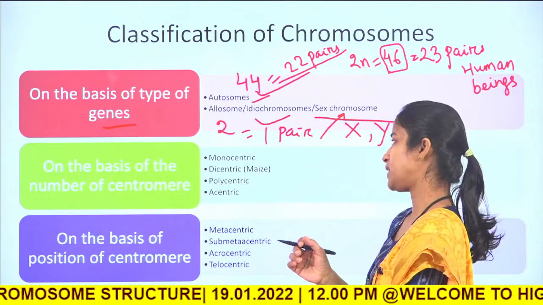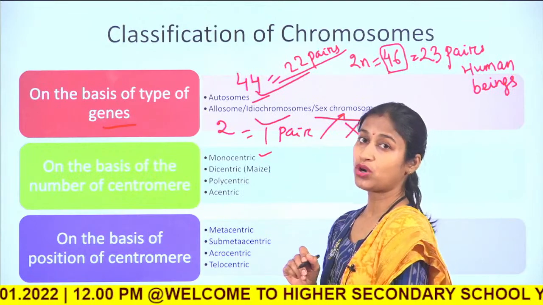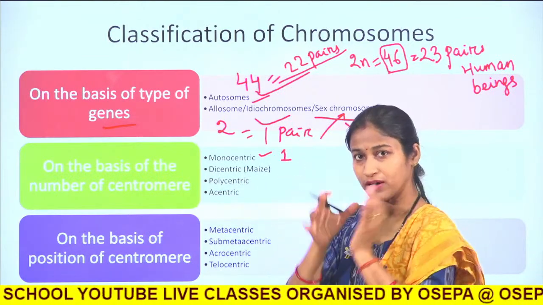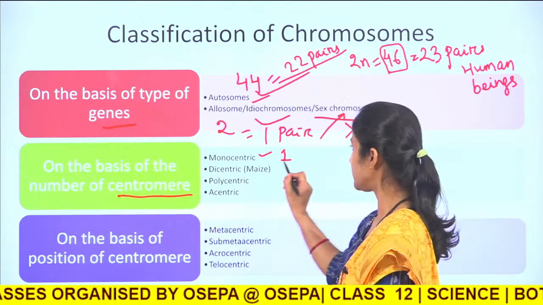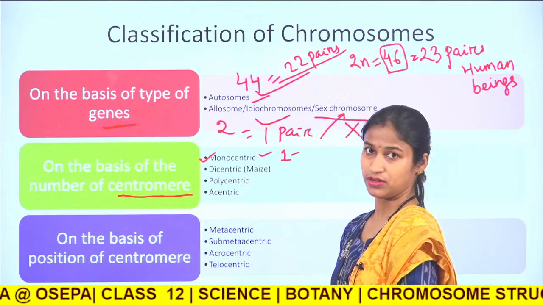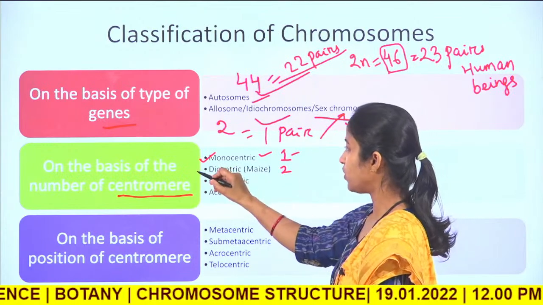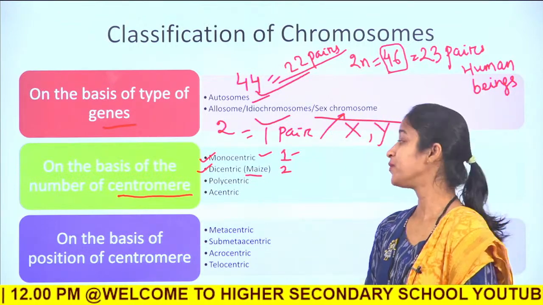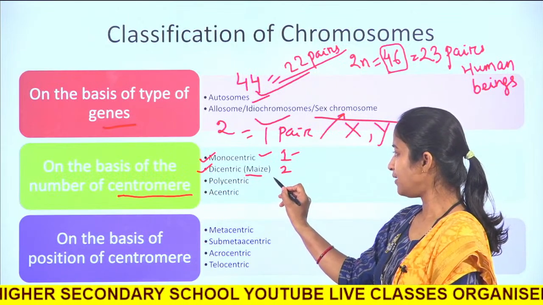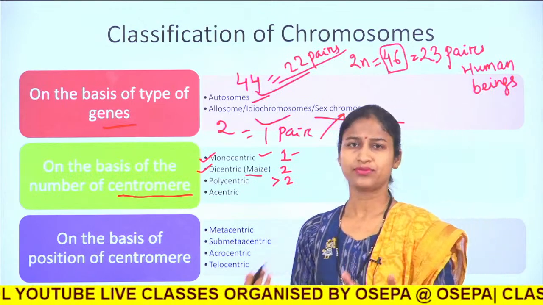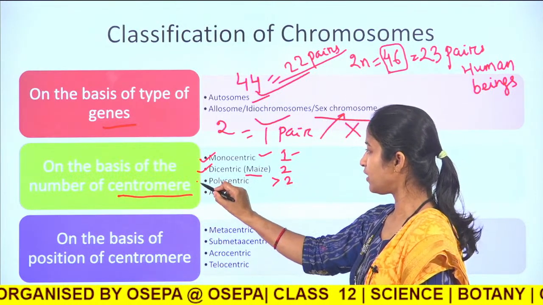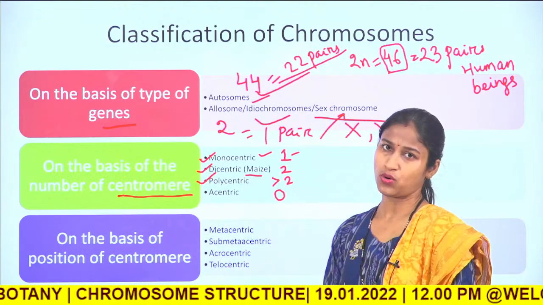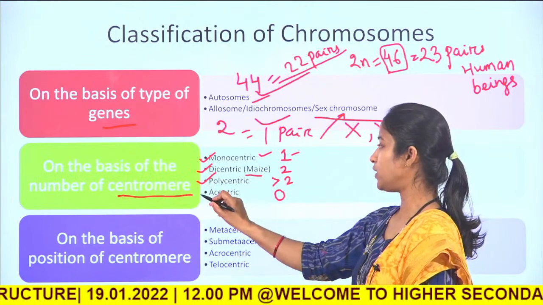So, on the basis of the number of centromeres, it may be monocentric. Monocentric means when there is a single centromere. So, when the centromere is 1, we call it monocentric. When the centromeres are 2, we call it what? Dicentric. The example is, we can find it in males; some of the chromosomes are dicentric. Now, when the centromeres are more than 2, like 3, 4, 5, we call it polycentric. And finally, if we do not have any centromere on a chromosome, then what will we call it?